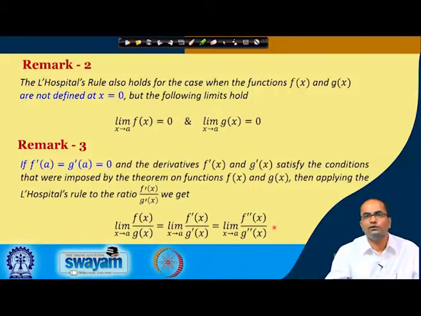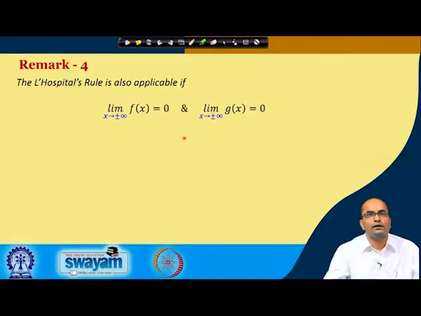or we can continue this further if, for example, f double prime, the double derivative of f, also vanishes at x equal to a, and the double derivative of g also vanishes at x equal to a. So, we can further apply this L'Hopital rule to get the limit of the double derivative of f divided by the double derivative of g. So, the L'Hopital rule is also applicable.